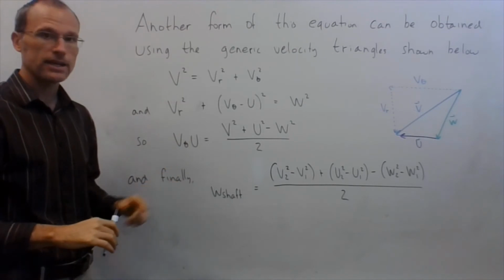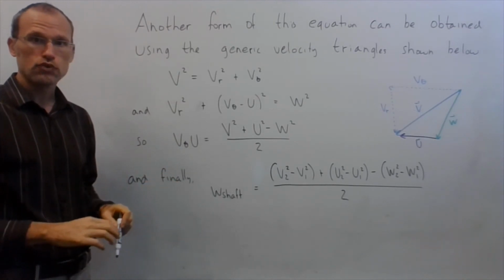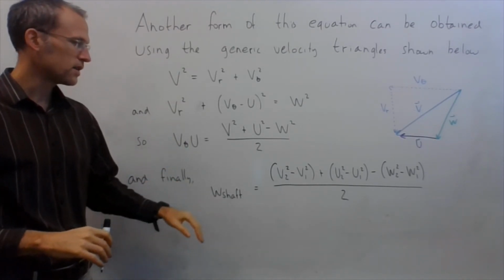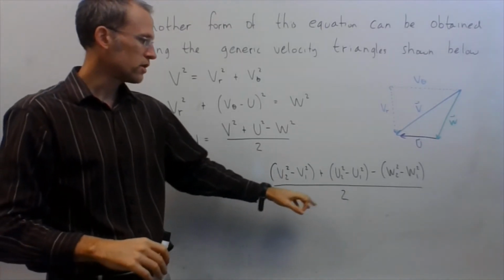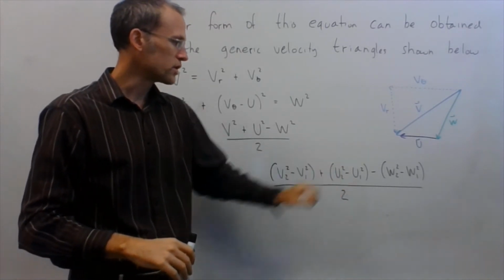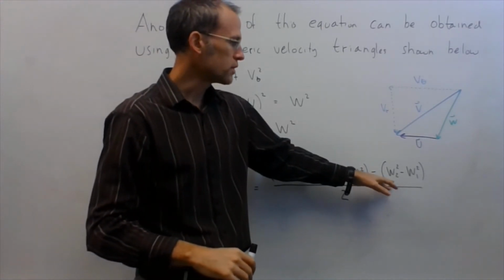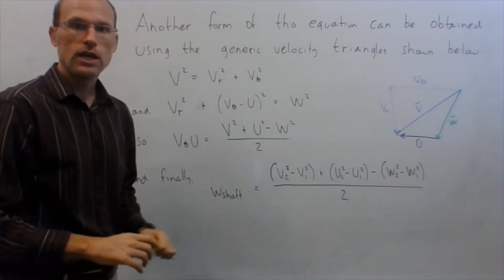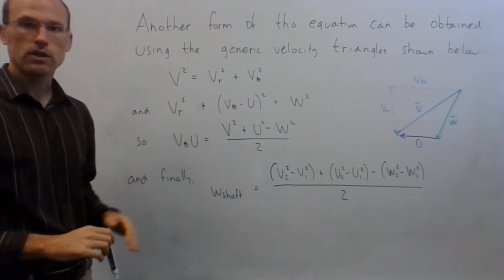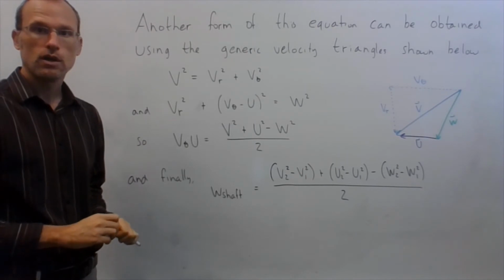And then I can plug that back into what we had previously. And W shaft is V2 squared minus V1 squared plus U2 squared minus U1 squared minus W2 squared minus W1 squared, all over 2, which is another version of that formula for my work per unit mass.